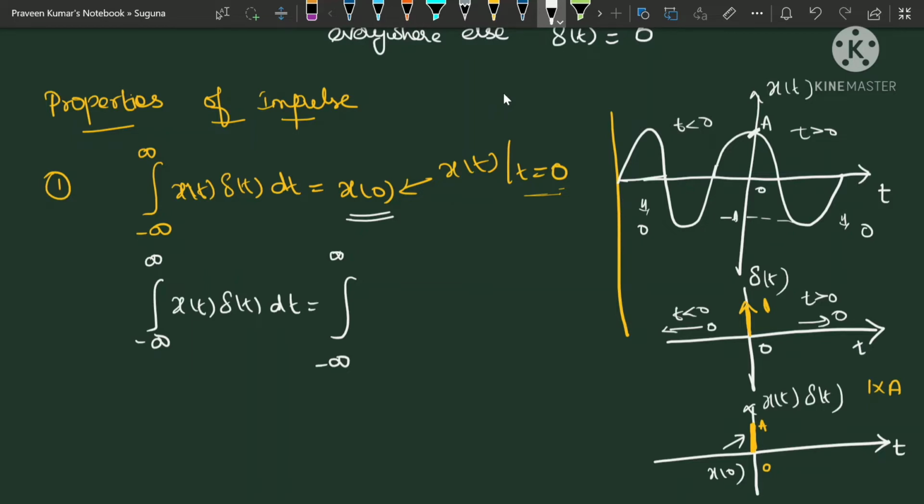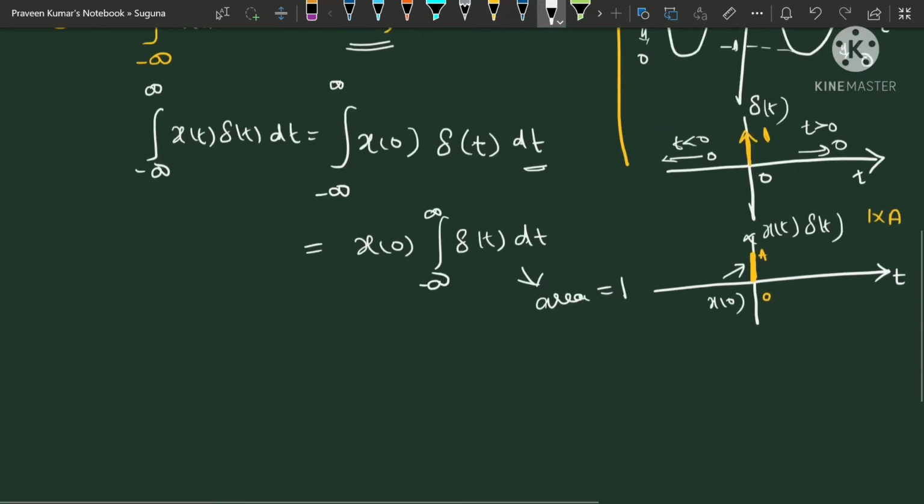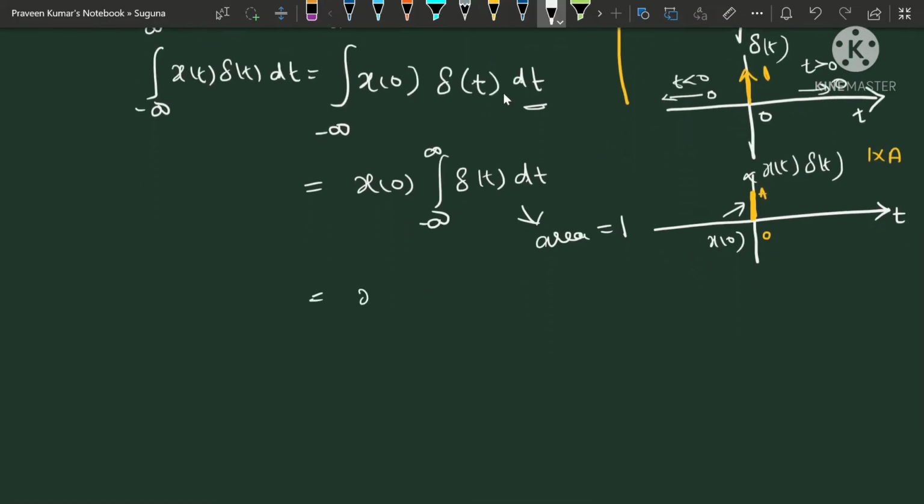அப்போ directஆக நம்ம x of t எப்படி எடுக்கலாம்? x of 0ன்னு எடுத்துக்கலாமா? This integration is valid only at t is equal to 0. Okay? So x of 0 del of t dt. Right? So integration is with respect to t. So we can take x of 0 outside. Integration minus infinity plus infinity del of t dt. What is this formula? This is the area of the impulse which is equal to 1. Right? So our expression is x of 0 into 1, which is equal to x of 0. Hence proved.